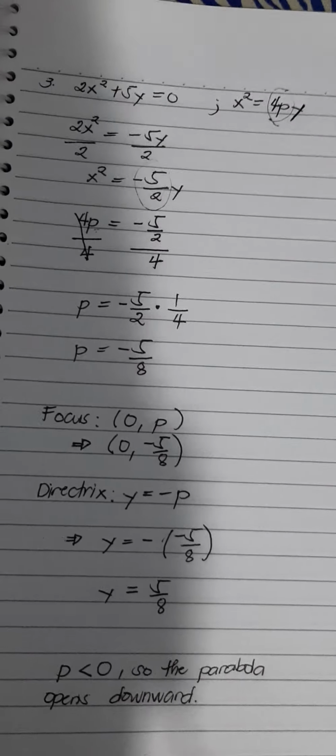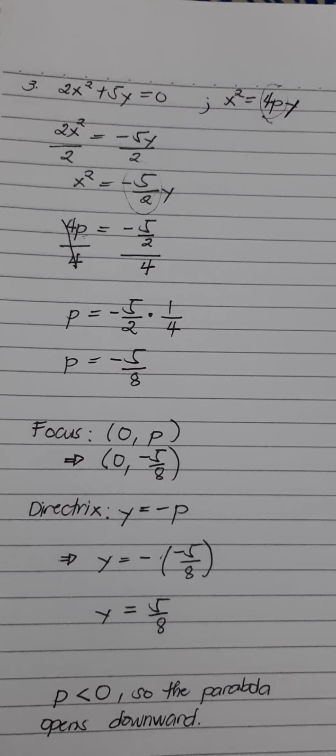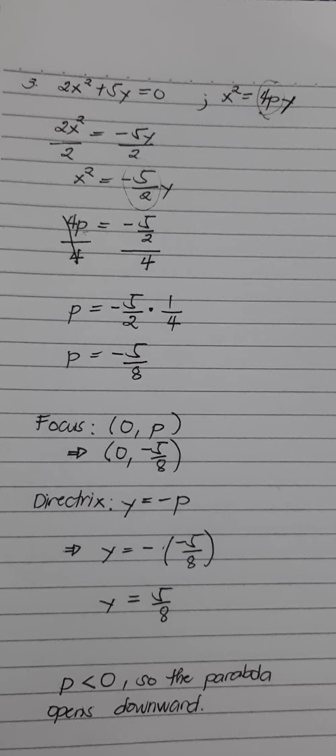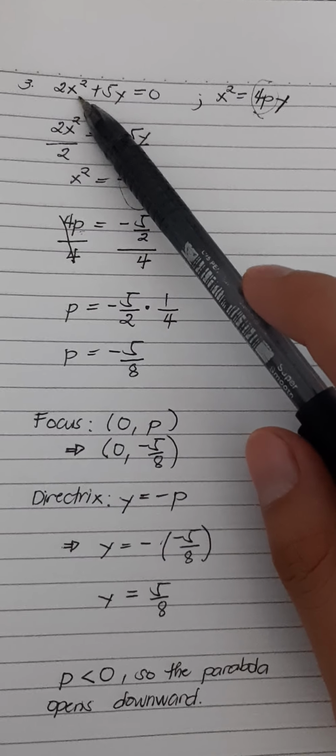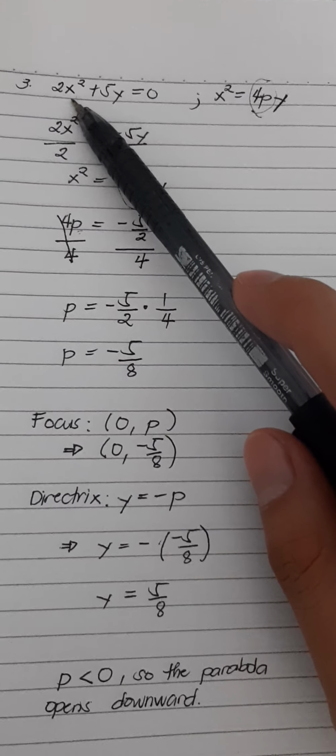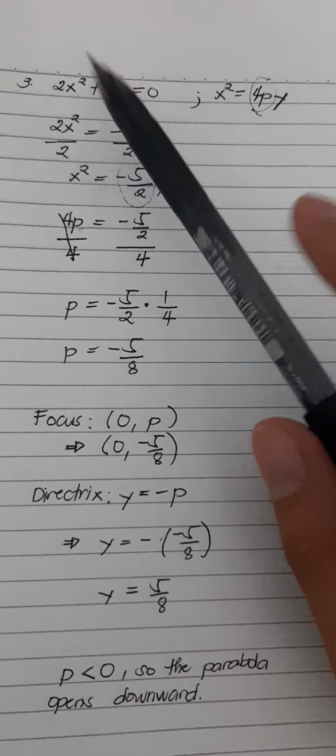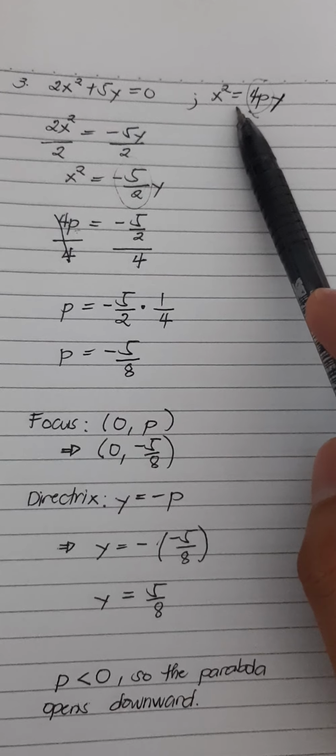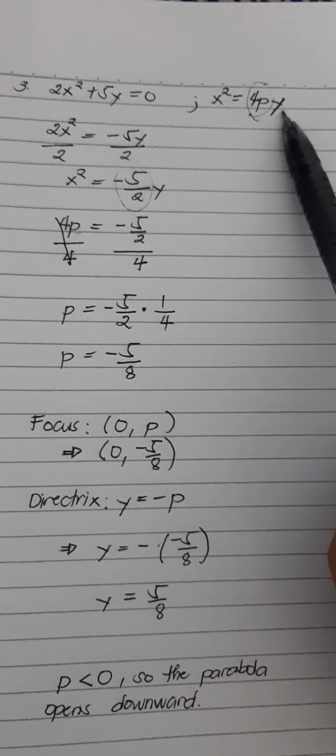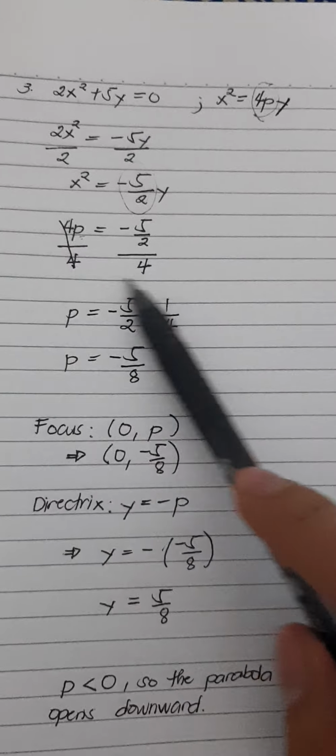Okay, so let's move on to our next example. We have 2x squared plus 5y equals 0. In this equation, we can see that we have x squared, so it follows that this equation should be transformed into the format x squared equals 4py. So in doing so, we will have this process.